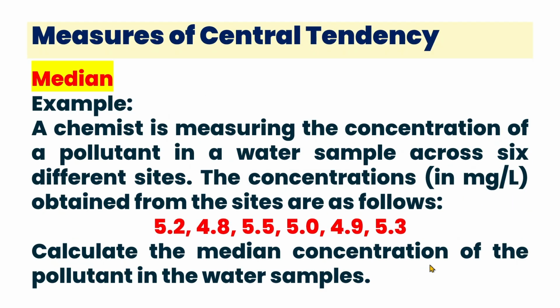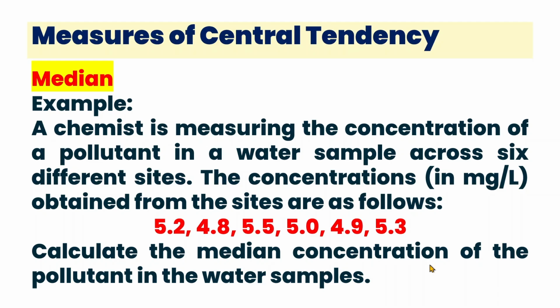Example, a chemist is measuring the concentration of a pollutant in a water sample across 6 different sites. The concentrations in milligrams per liter obtained from the sites are as follows: 5.2, 4.8, 5.5, 5.0, 4.9, 5.3. Calculate the median concentration of the pollutant in the water samples.